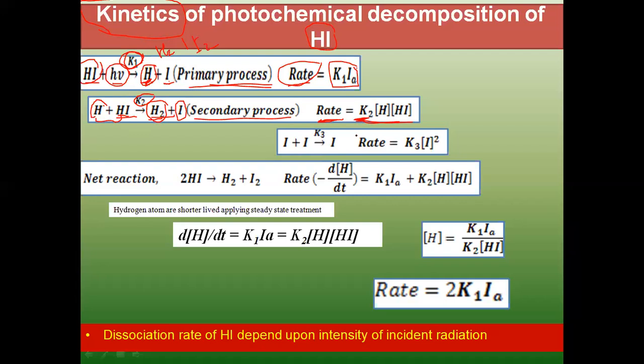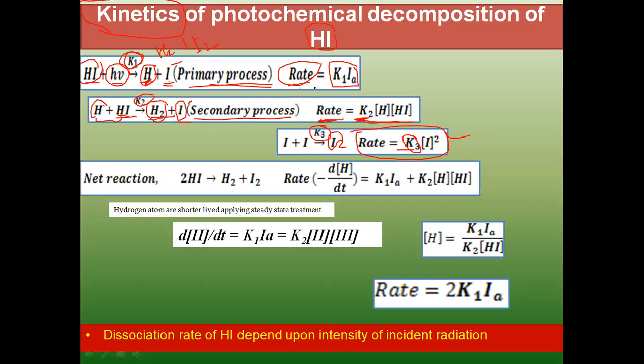The third step does not interfere much in the rate of this reaction, because the I formed here and the I formed here combine and form the I2 molecule. This is the third step, with rate K3, and this step is very fast, because two excited atoms combine and form the I2 molecule. So it is not considered in the determination of the kinetics of the HI decomposition reaction.